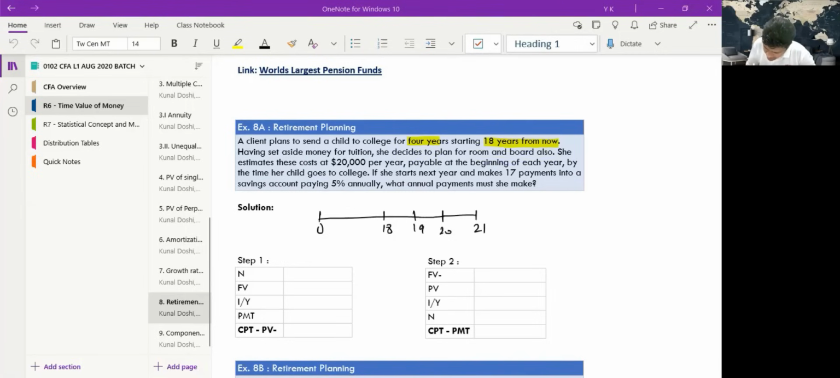So first of all, 20,000 is the annuity, right? Because it is per year. Payable at the beginning of each year by the time the child goes to college. So can I say the child is going to the college at the end of 18th year, which is actually the beginning of 19th year, right? And as soon as the child enters the college, at that point, not 1 year later, the mother has to pay 20,000 per year. So when is the child entering the college? 18 years from now, that is at the end of 18 years. Am I correct? And when the child enters, at that time, the college fees has to be paid. So the first payment will be at the end of 18 years only.